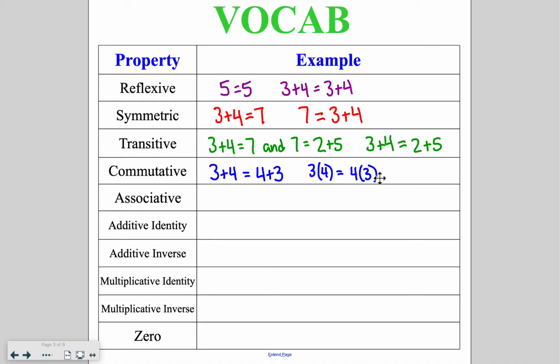3 minus 4 is negative 1. 4 minus 3 is positive 1. So the commutative property works for adding and multiplying.